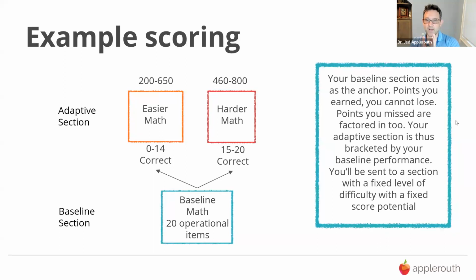But if I get routed to the harder section, my minimum score is going to be a 460, because I've already answered 2/3 right in the first section. Even if I miss every question, I'm getting credit for those. So that's the scoring band, the scoring ranges.